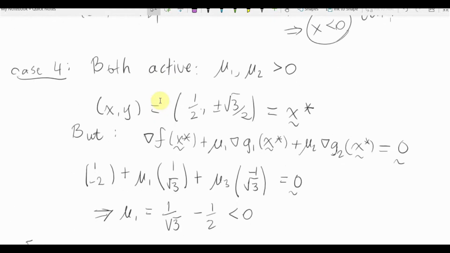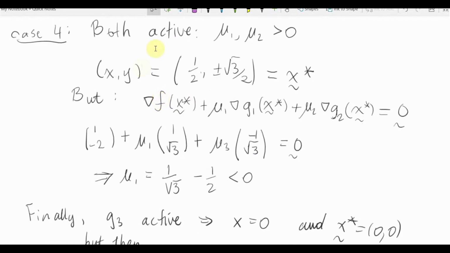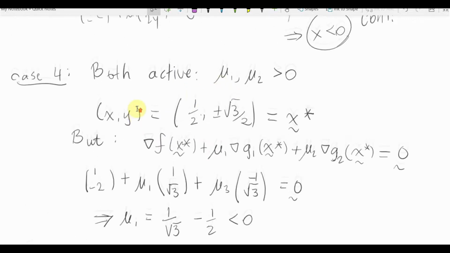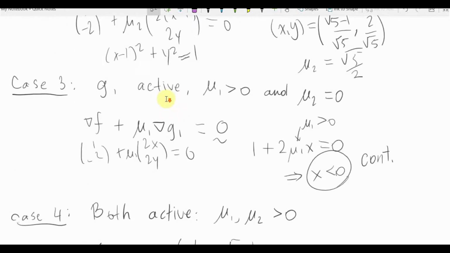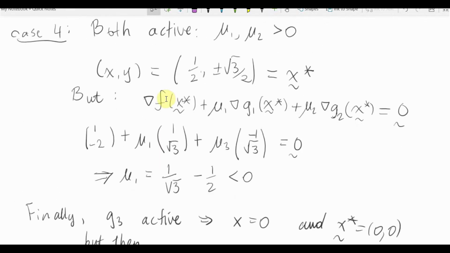So far, we've only found the one candidate for a minimizer. There's only one case left for us to check, and that is when both constraints are active. In other words, our candidate is expected to be along both circles at the same time, which really just gives the two possible points at the intersections. And we don't have to do anything too complicated here. I've written down the points where the two circles intersect. They're not too difficult to find.